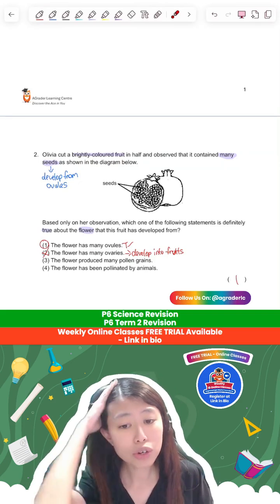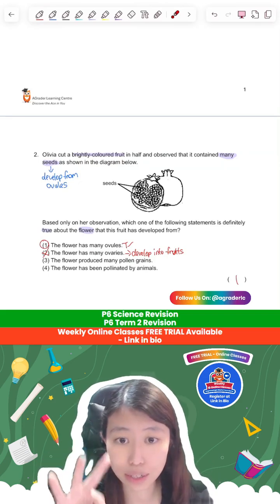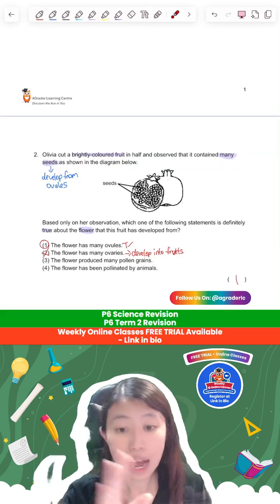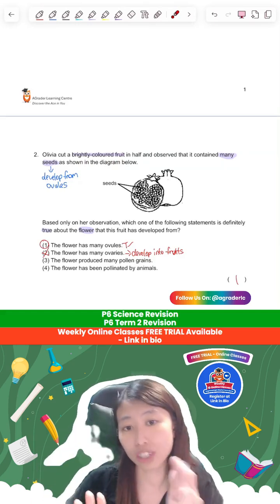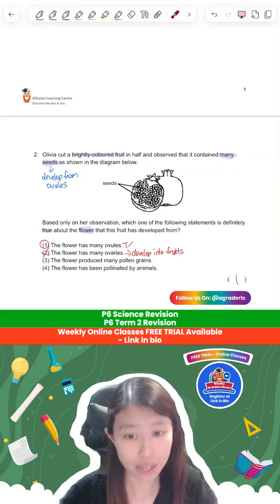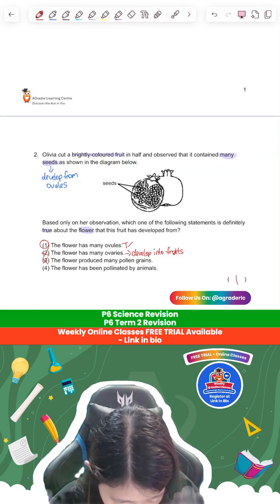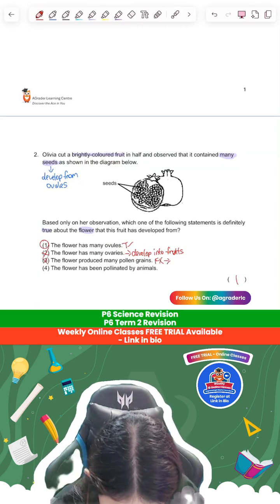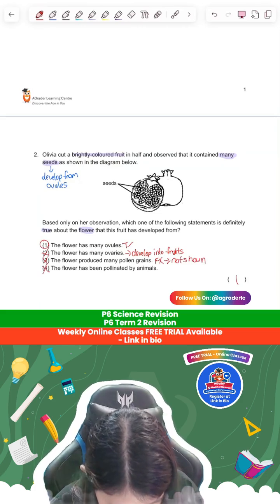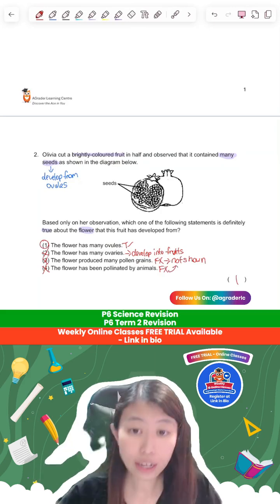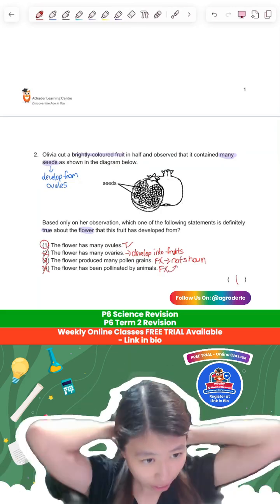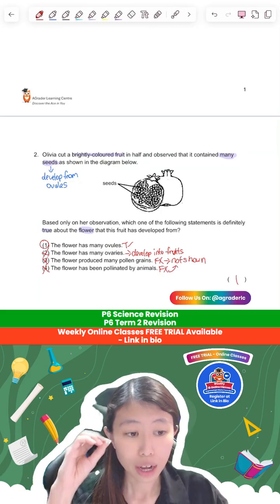For option 3, it says that the flowers produce many pollen grains. I would not know just by looking at the fruits or the seeds. Most flowers should produce many pollen grains, but this is false because it's not shown. Same for pollination. Those of you who chose number 4, everybody please take note.